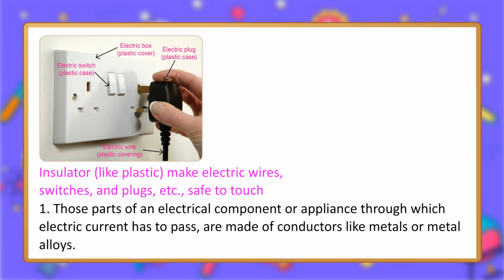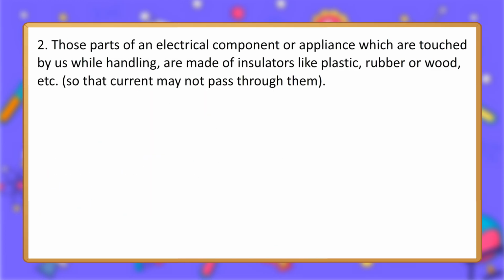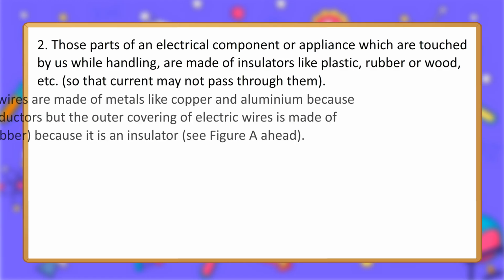1. Those parts of an electrical component or appliance through which electric current has to pass are made of conductors like metals or metal alloys. 2. Those parts of an electrical component or appliance which are touched by us while handling are made of insulators like plastic, rubber or wood, etc., so that current may not pass through them.